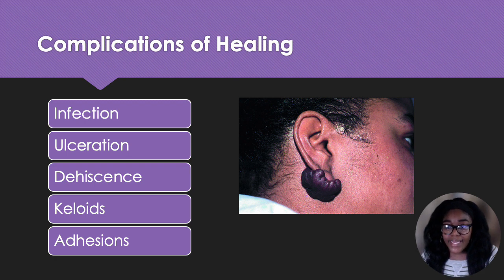And then you have adhesions, and that is connections between serous cavities and nearby tissues. So this is a complication because certain things are not supposed to have connections, but because of inappropriate healing, you may see these fibrous connections develop in inappropriate places. So you have infection, ulceration, dehiscence, keloids, and adhesions as complications of healing.